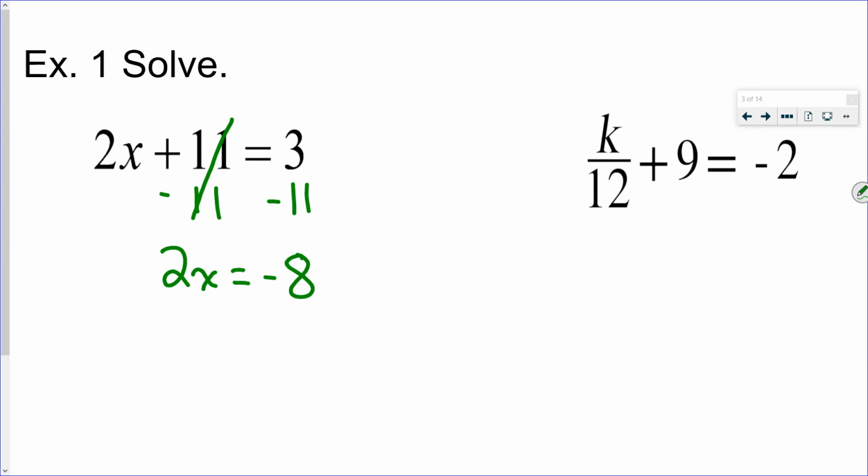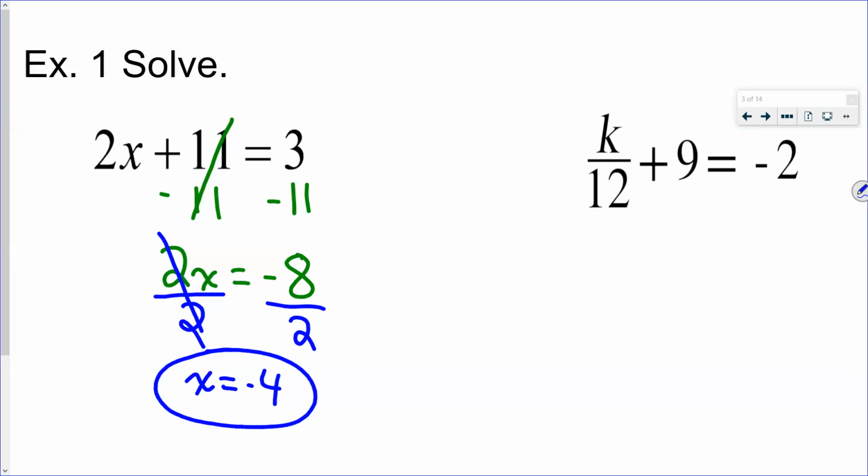I am not done. My variable is not by itself. Well, 2 is being multiplied by the variable, so to undo multiplication, we divide. We're going to divide by 2 on the left side, and we're going to divide by 2 on the right side, leaving us with x equals 8 divided by 2, which is 4. A negative divided by a positive is a negative. So then x equals negative 4.